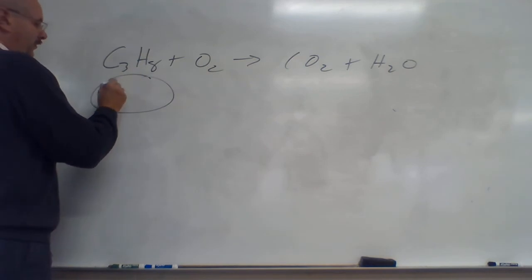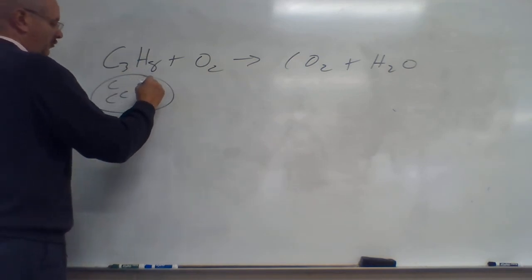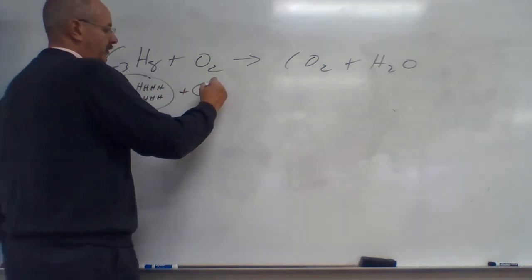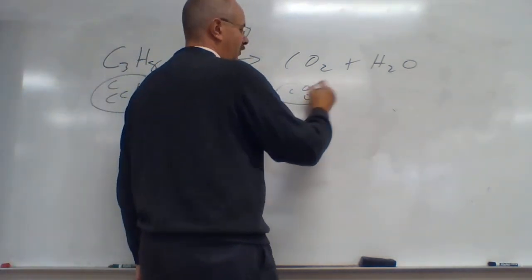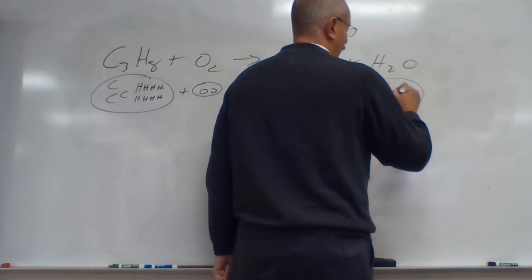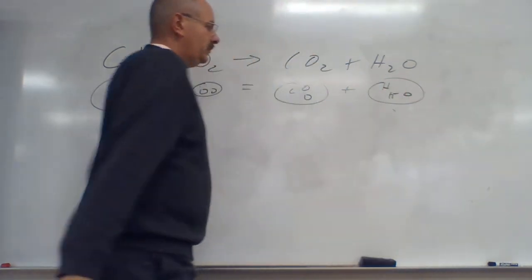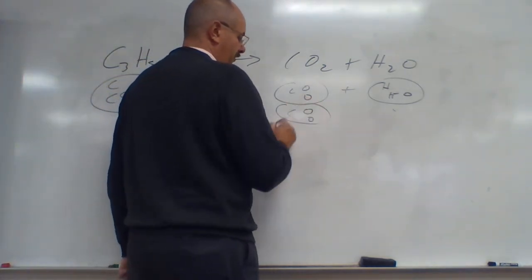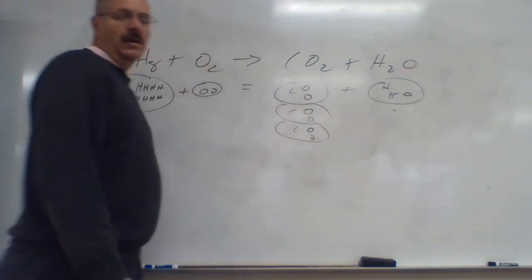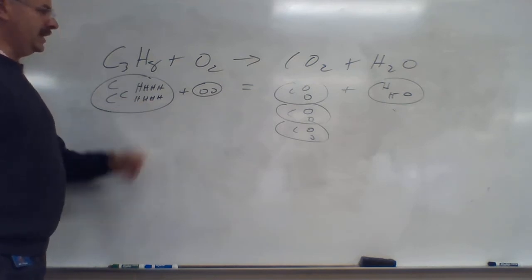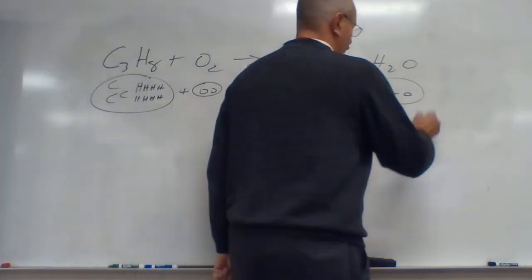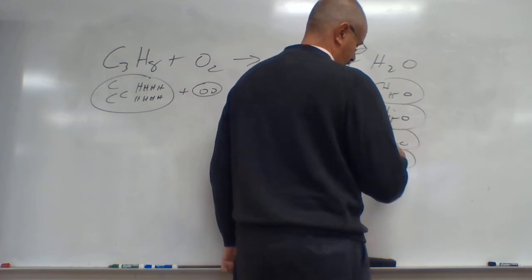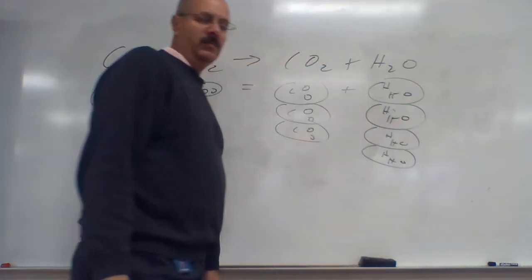All right, so we got 3 C's and 8 H's plus 2 O's. That's equal to a C and 2 O's plus 2 H's and an O. So I got 3 C's, I got 1 C, so I need some more C's. There's 2, there's 3. H's, I got 8 H's, and I got 2, so I need some more. There's 4, 6, there's my 8.